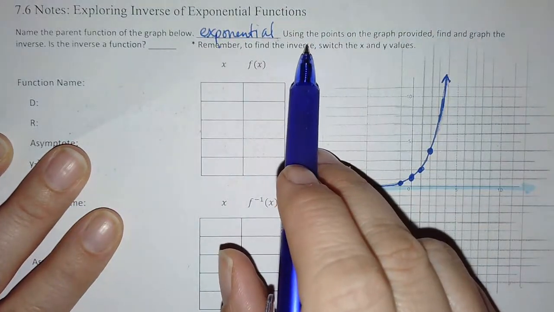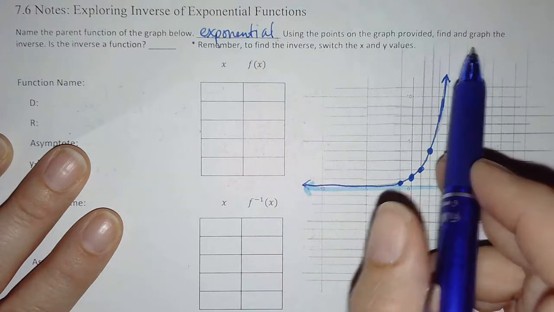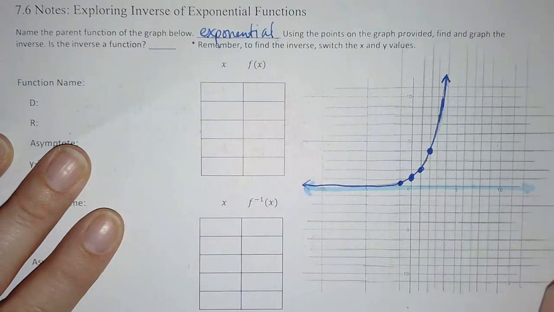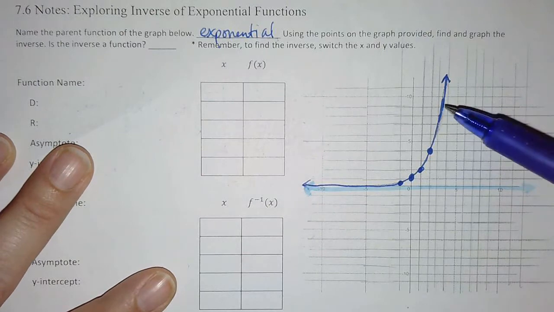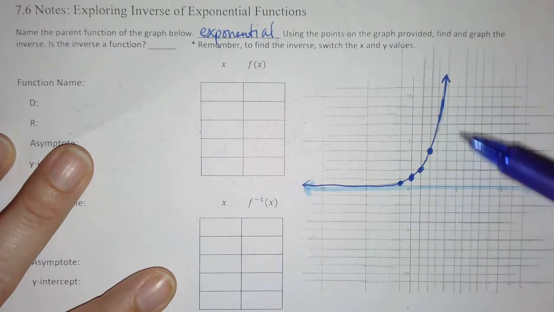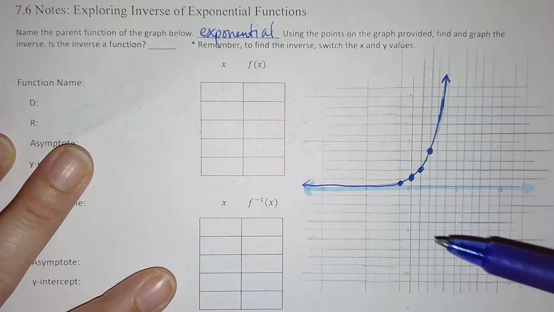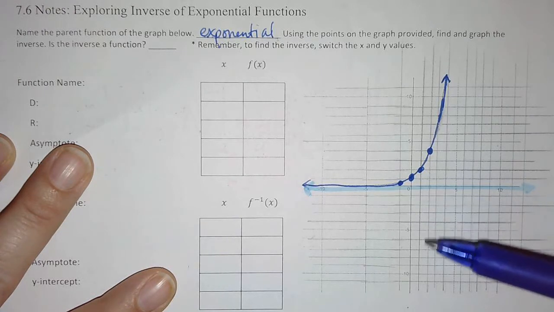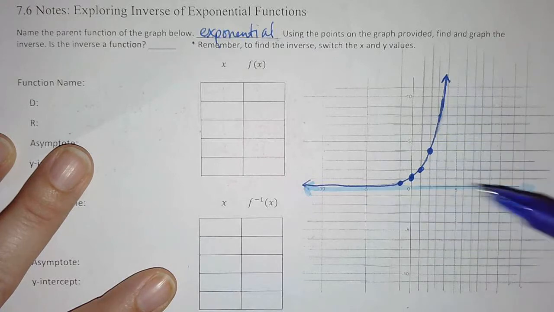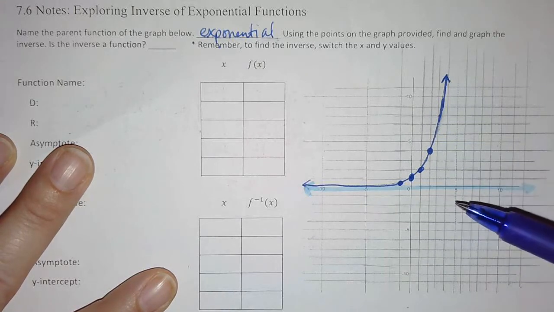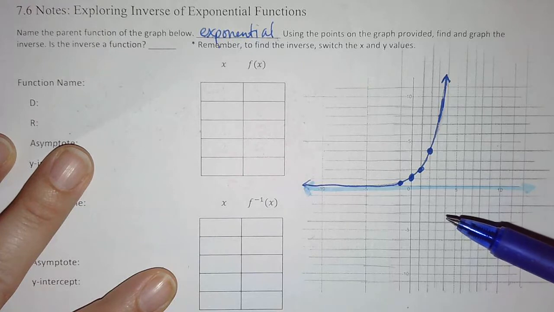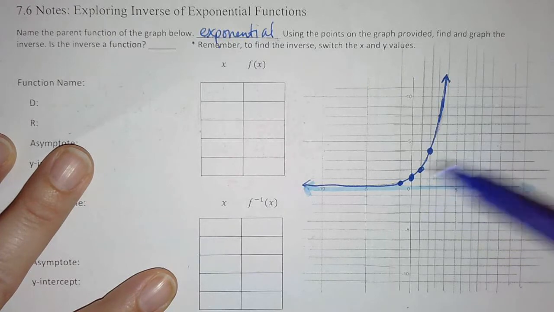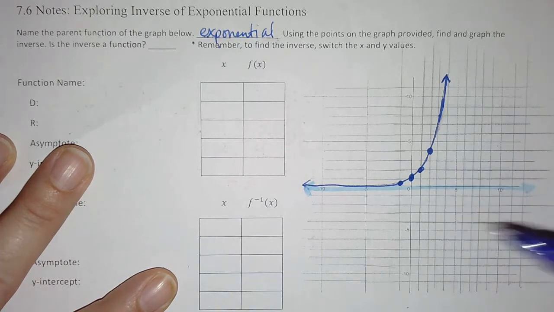Then I have instructions. Using the points on the graph provided, find and graph the inverse. So I drew in a grid with pencil because it was hard to see on my copy. I could easily see the 0, 5, 10 counting by fives blocks, but it was really hard to see the unit or the numbers in between. So I drew in a grid. If you want to do that for yourself, maybe that'll help you. Hopefully your copy is better than mine.